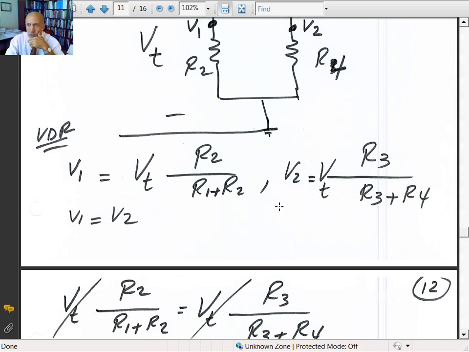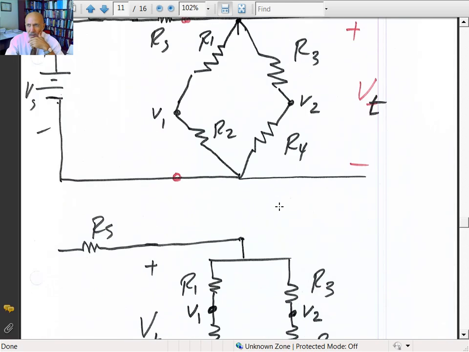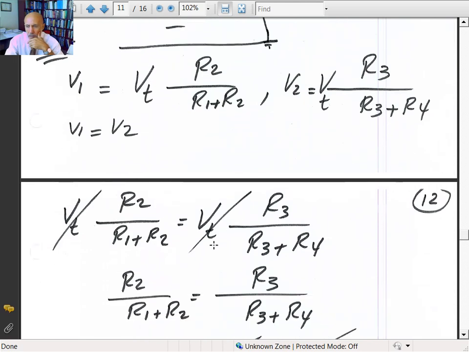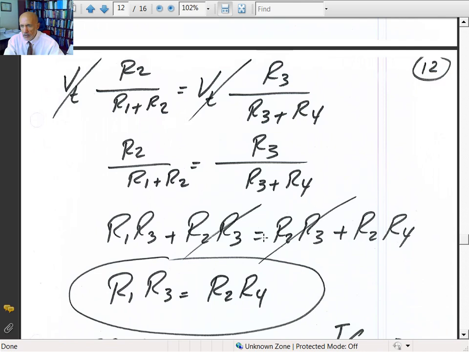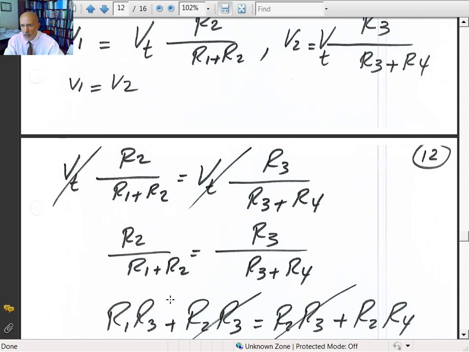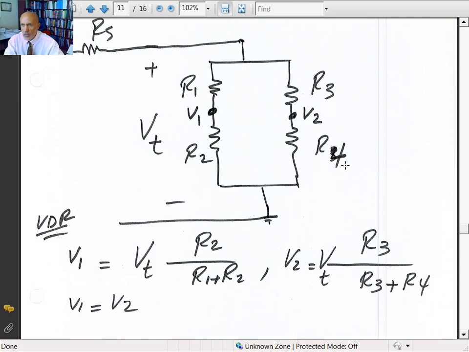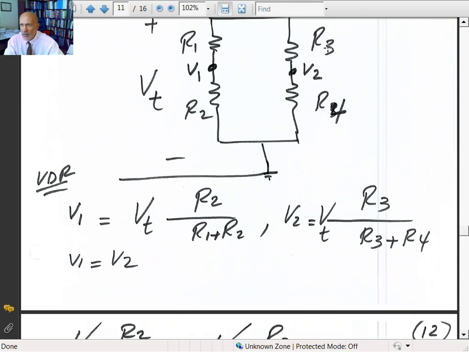If V1 is equal to V2, then let those two equations be identical. R2 divided by R1 plus R2 has to be equal to R3 divided by R3 plus R4. Cross multiplying, we get R1 R3 plus R2 R3 on one side, and R2 R3 plus R2 R4 on the other. R2 R3 will cancel out from both sides of the equation.